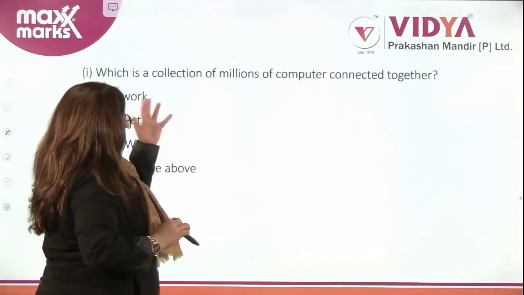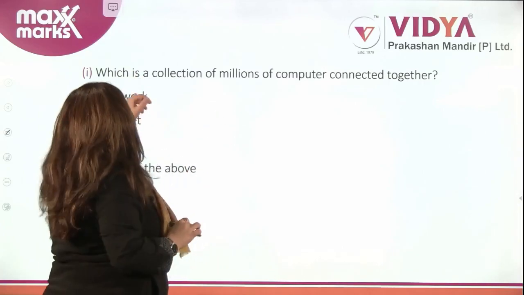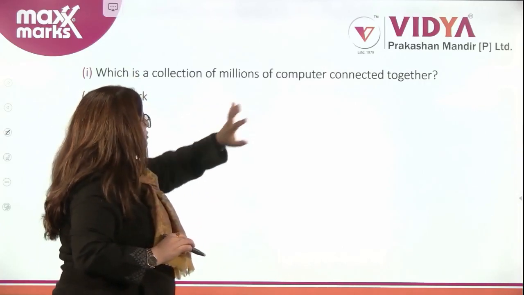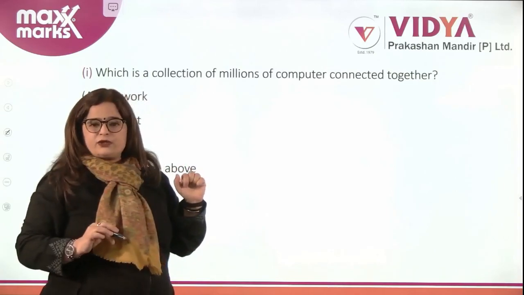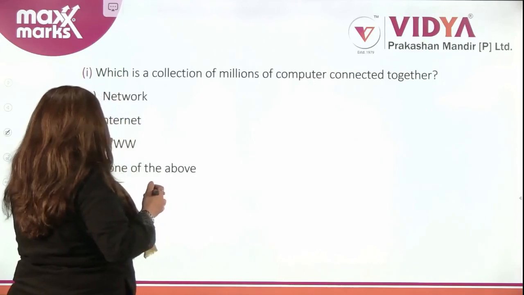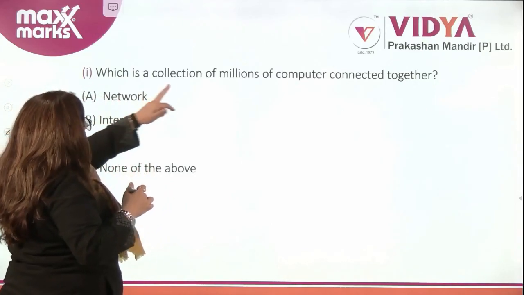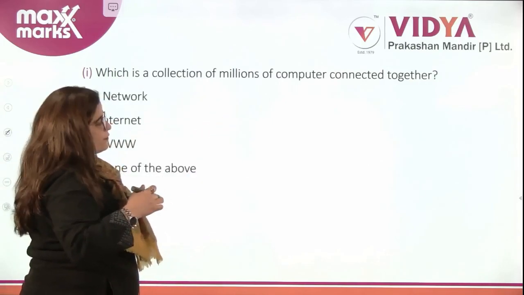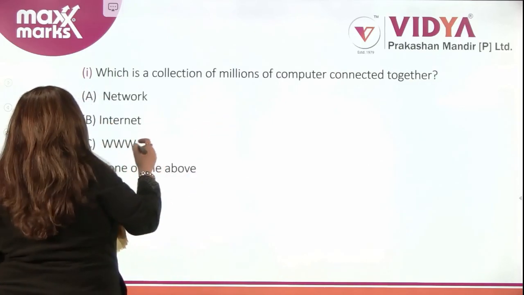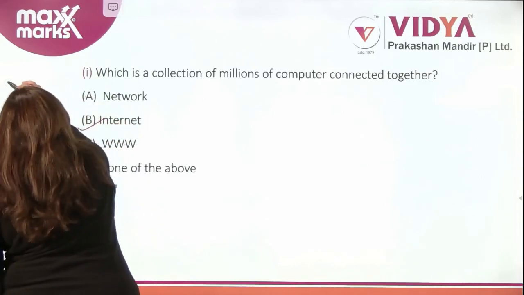Now, on the basis of the case study, the paragraph we have read, let's discuss the questions. Which is a collection of millions of computers which are connected together? The options are network, internet, www, and none of the above. So we all know that the collection of millions of computers which are connected together is known as the internet, right? So next question.